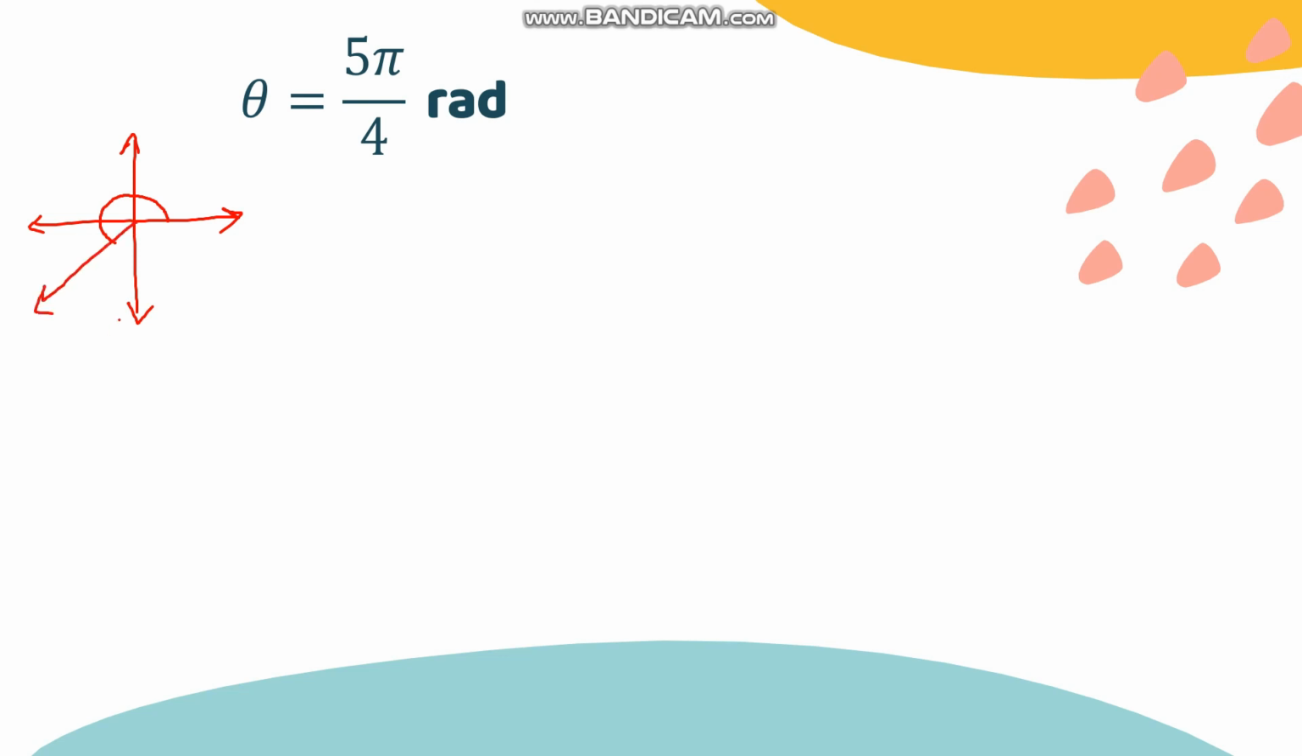Now since this one is in the third quadrant, we have to solve for the reference angle using the formula theta minus pi. The theta that we have is 5 pi over 4 minus pi. So this will become 5 pi over 4 minus, and we can write this as 4 pi over 4. Therefore, the reference angle will be pi over 4.